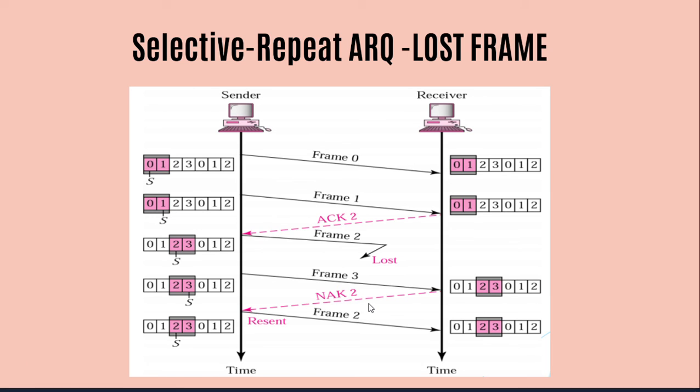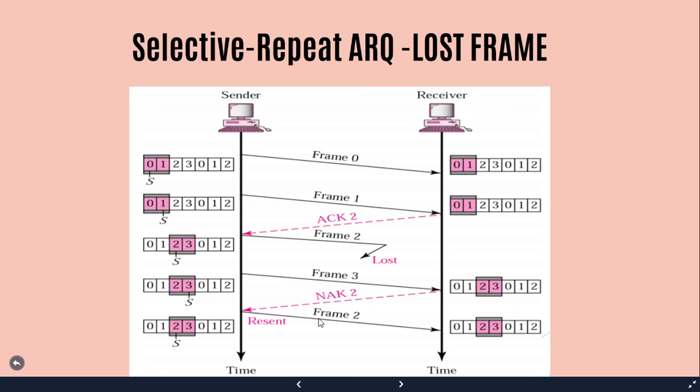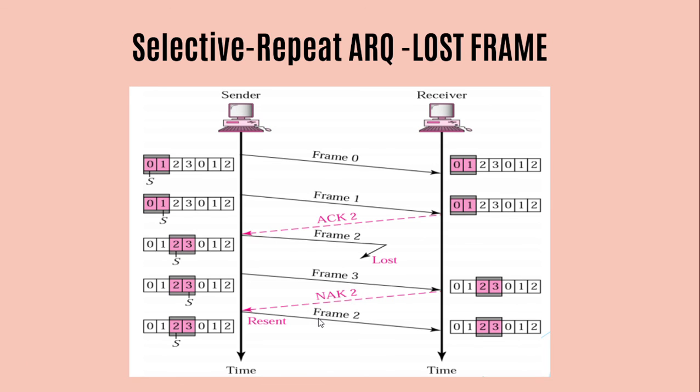After receiving the NAK for the lost frame, the sender searches for that frame in its window and retransmits that frame. If the last transmitted frame is lost, then the receiver does not respond and this silence is a negative acknowledgement for the sender.